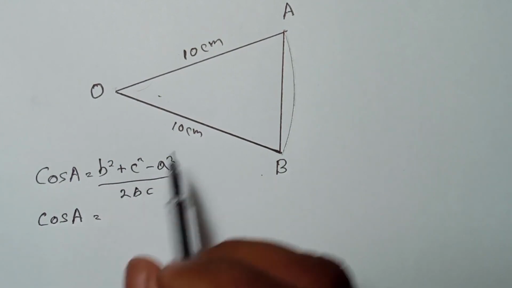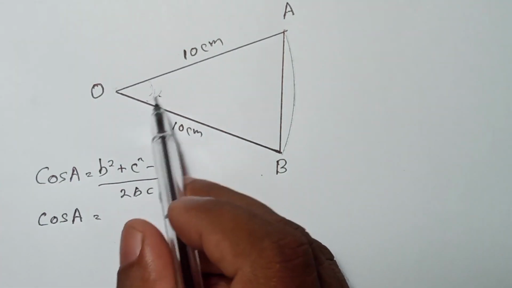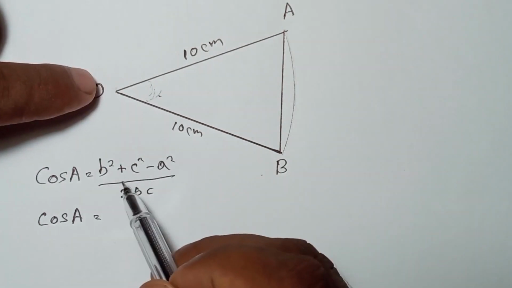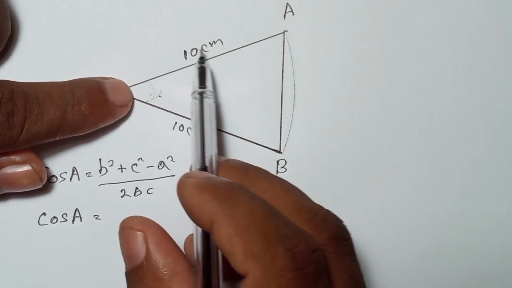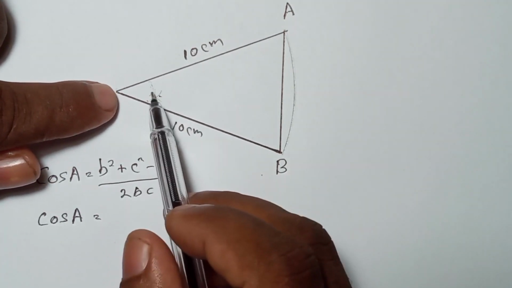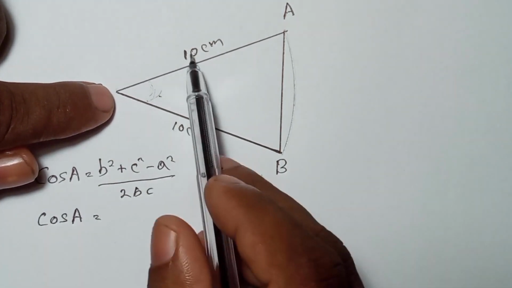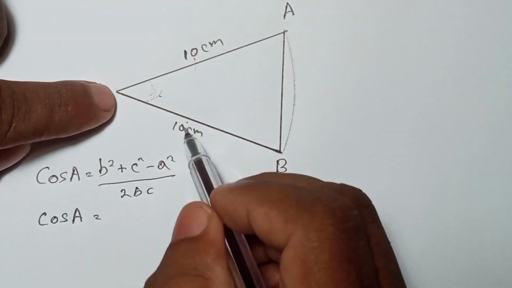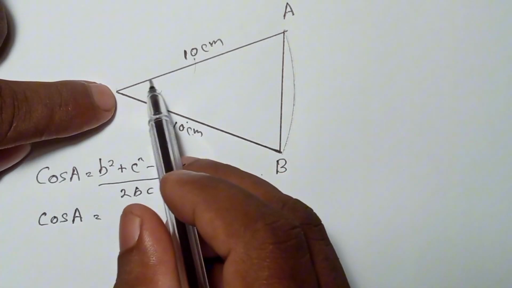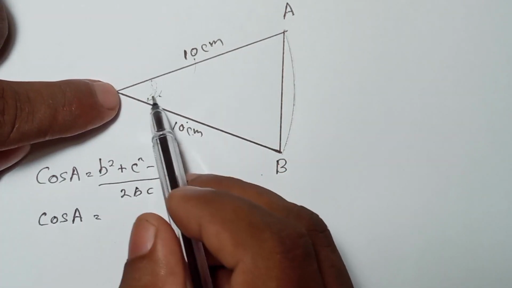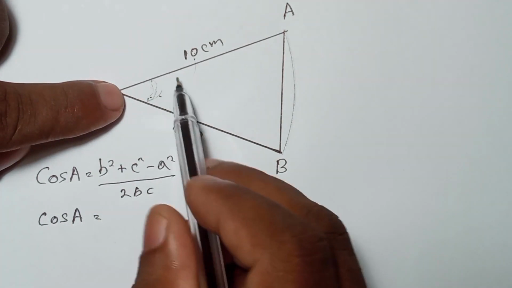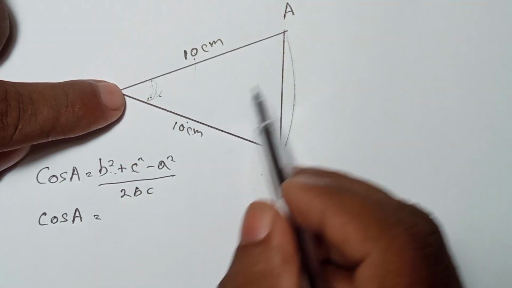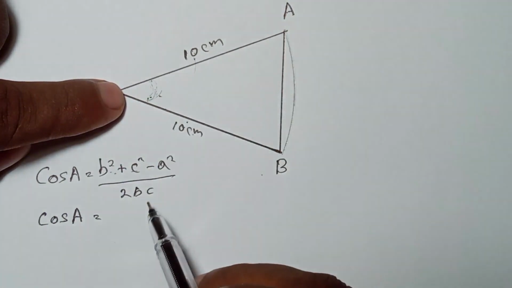Now I will apply the values. We need to find this angle, and in a triangle, when you find an angle using the cosine rule, you need to know the two sides which make that angle. B and C represent those two side lengths. This angle is made by these two sides, and the side in front of this angle is represented by A.